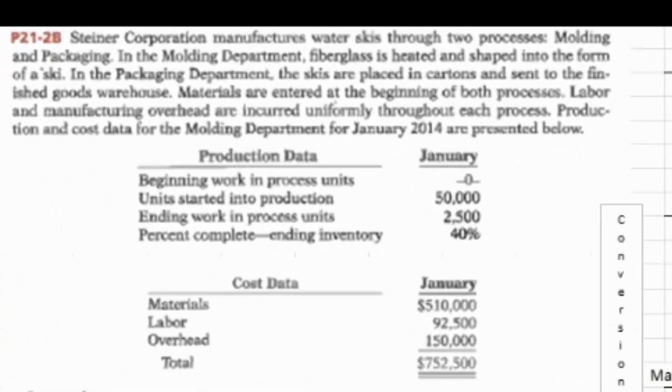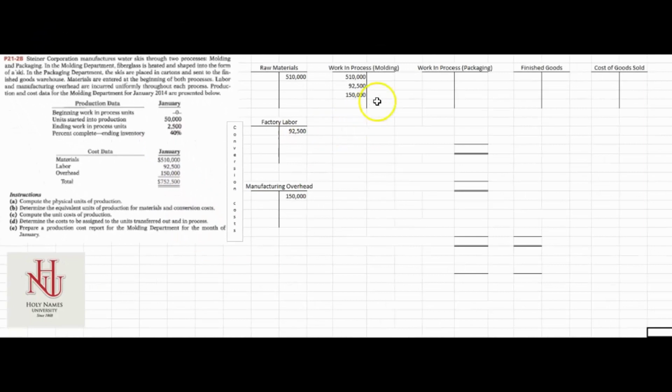All right, let's take a look at this problem. These guys make water skis, and they have 2 processes. They've got the molding process and they've got the packaging process. And for this problem, we're looking at the point of view of the molding department. And we're trying to figure out, of these costs that came in this month, how many went into the next process and how many dollars stay in our process as ending work in process.